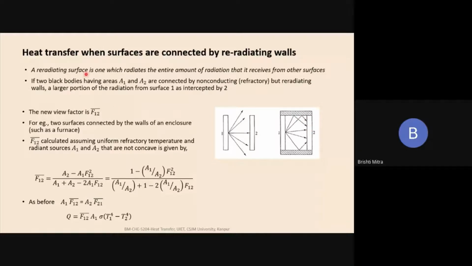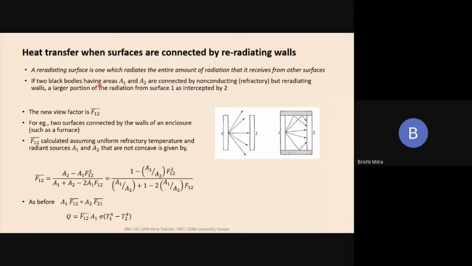So a re-radiating surface is one which radiates the entire amount of radiation that it receives from other surfaces. So it doesn't absorb anything. Everything it radiates back. So none of the energy is lost, but it is reflected back, and now it falls on phase number 2. So this is essentially done to conserve the energy.